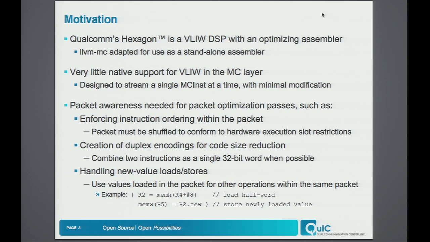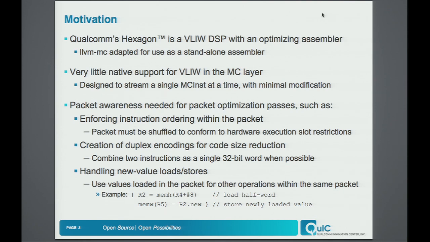For example, we enforce instruction ordering within the packet, so we don't force the coder to do that. We'll actually do that for them. So we need to be able to shuffle the packet, and we also look for opportunities to reduce code size by looking for operations that we can combine into a single 32-bit instruction. So we kind of squish those down.